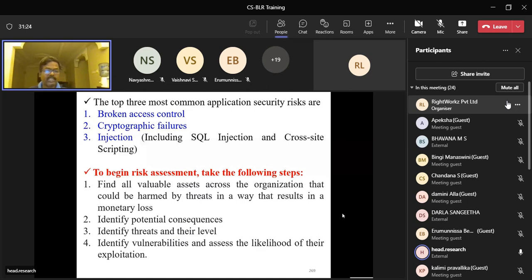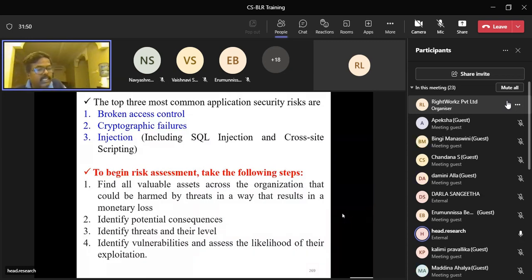Then identify potential consequences. With that, what is happening? Can you identify what type of consequences? We are identifying what type of security risks are happening. Identify threats and their levels. Some threats are not severe, some threats are very severe, so we need to identify the severity levels of threats. Threats are of various types, like malware, Trojans, viruses, and Emotet. You can identify threats and their levels.